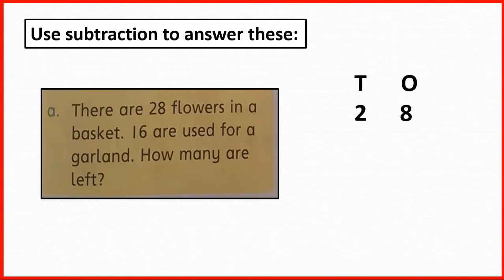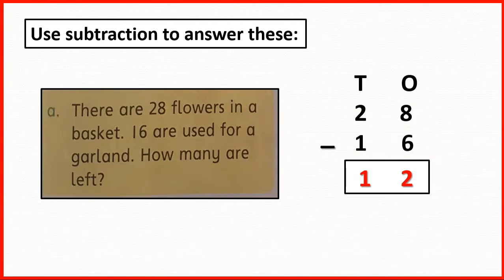Let's find. Here we subtract. Start with ones. When 6 is subtracted from 8, the number comes 2. And when we subtract 1 from 2, the number comes 1. So overall, the number comes 12. That means 12 flowers are left.